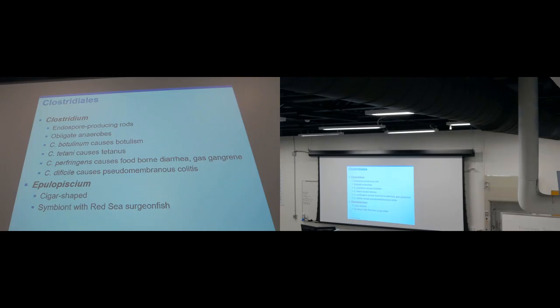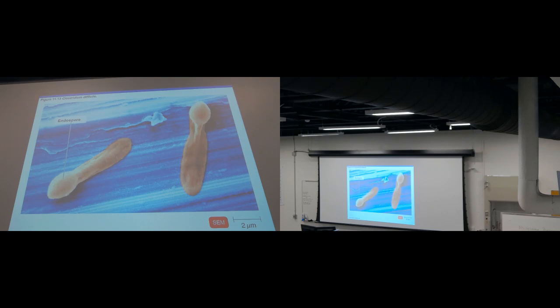Now, Epulopiscium is a bacteria from the environment. It is a symbiont with Red Sea surgeonfish. Remember, symbionts means that you have two organisms living together in which both benefit. So Epulopiscium benefits from living with this Red Sea surgeonfish, and the Red Sea surgeonfish benefits from having Epulopiscium.